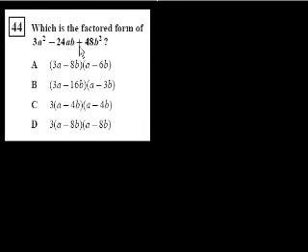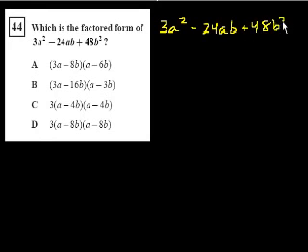All right, we're on problem 44. And they said, which is the factored form of 3a squared minus 24ab plus 48b squared? If this confuses you with a's and b's instead of an x, I just like to think of this as looking like an x squared. So I like to think of it the same way I would if this was an x squared minus some number times x plus some other number.